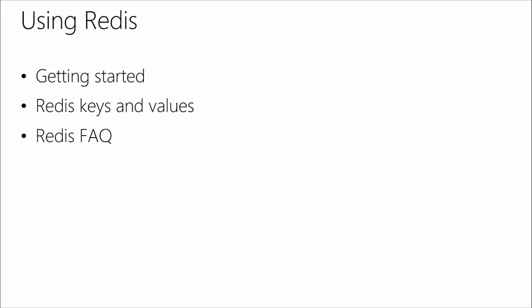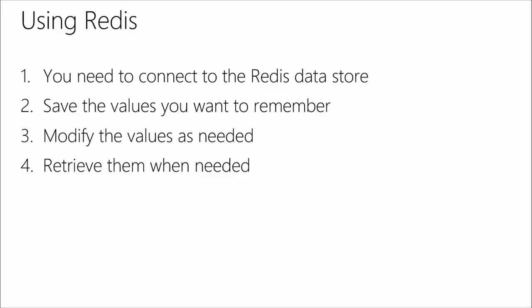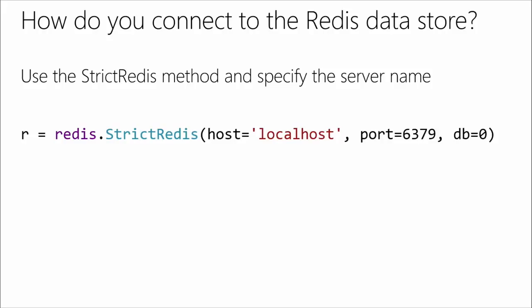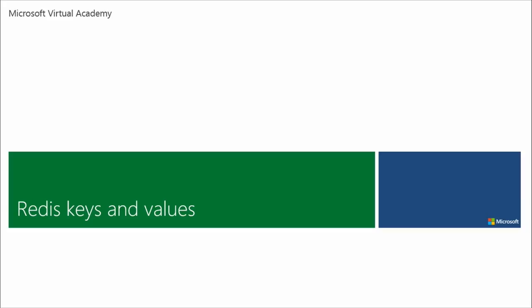We've already talked about how to get started with Redis and how to connect to the actual Redis data store itself. We did that with the StrictRedis method, and the most important part was specifying the server name. We specified localhost because we have installed the Redis software locally. The name of our connection is r. Correct. So now we want to start storing some keys and values using that connection.